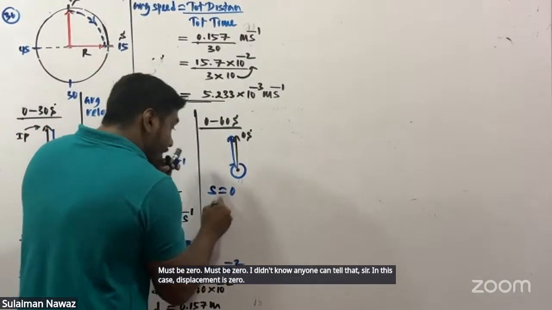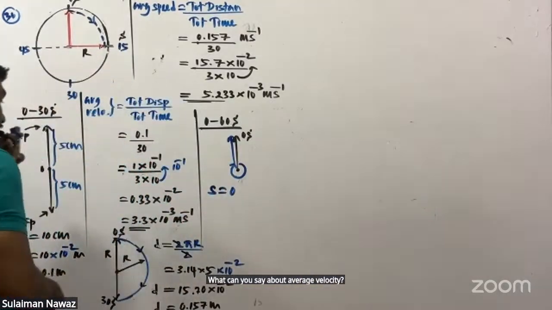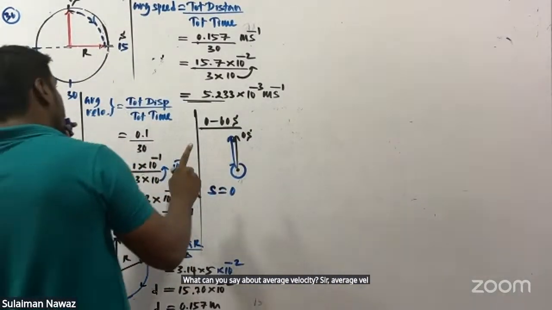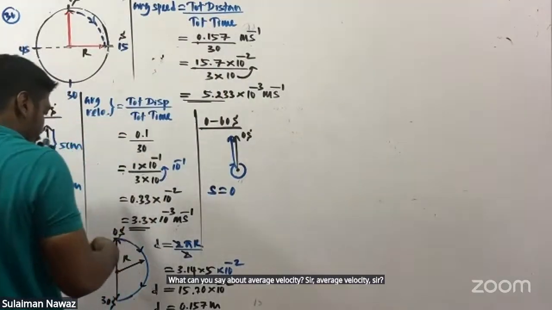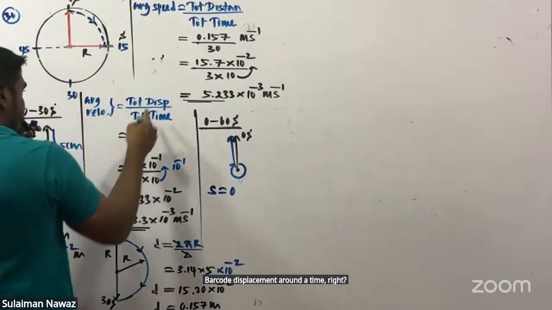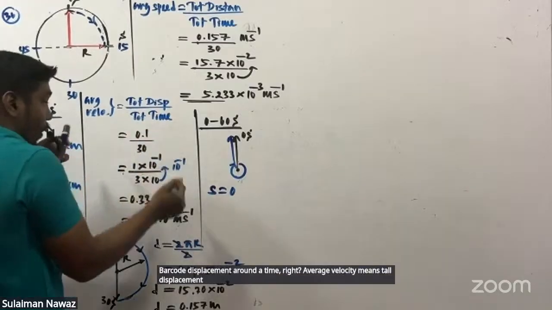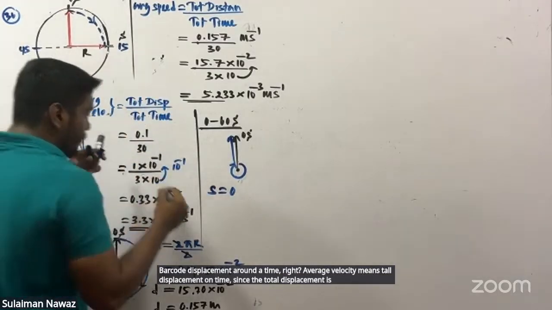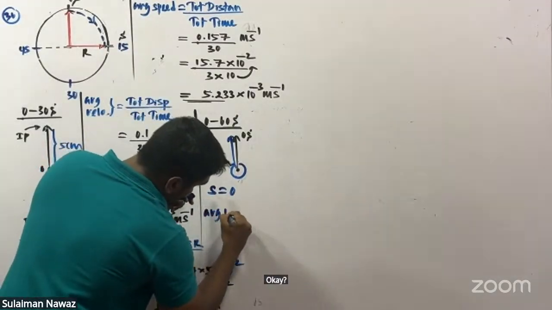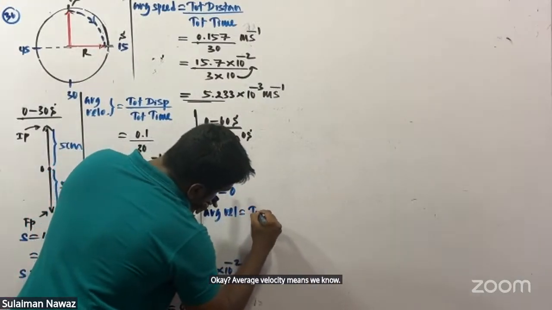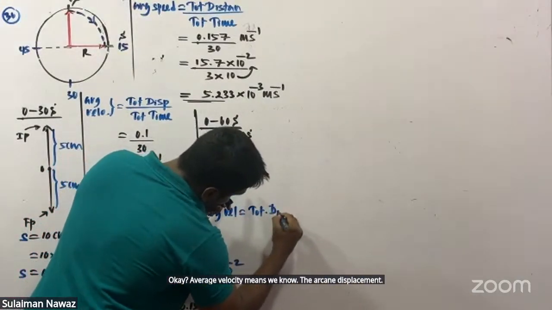What can you say about average velocity? Average velocity is total displacement over total time. Since the total displacement is 0, average velocity means total displacement over total time.